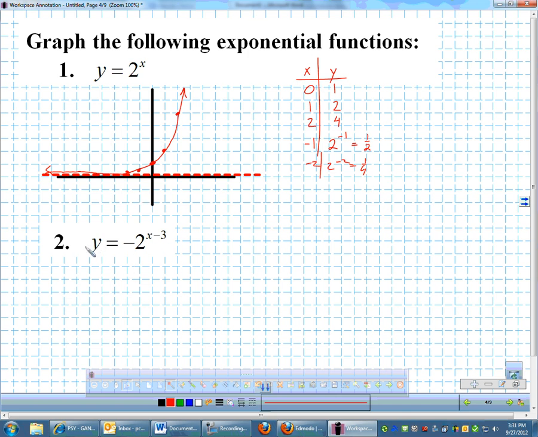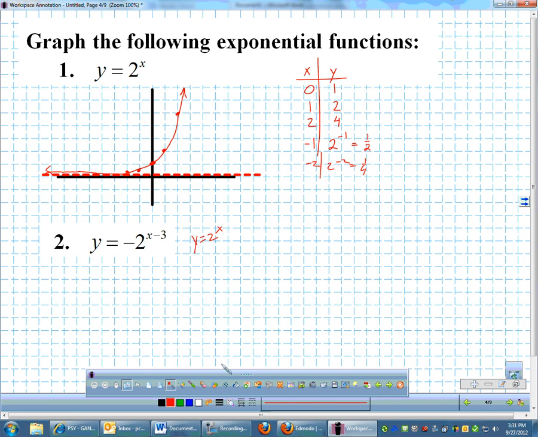Now here, I've started throwing in some transformations, and you have to be careful. This is the same parent graph. If we strip all the transformations away, we're still left with y equals 2 to the x. So this is going to be a transformation of 2 to the x.